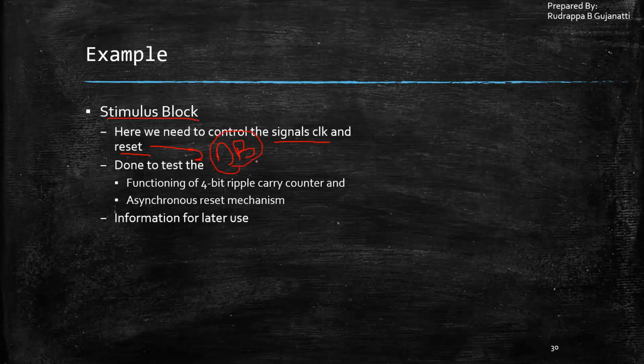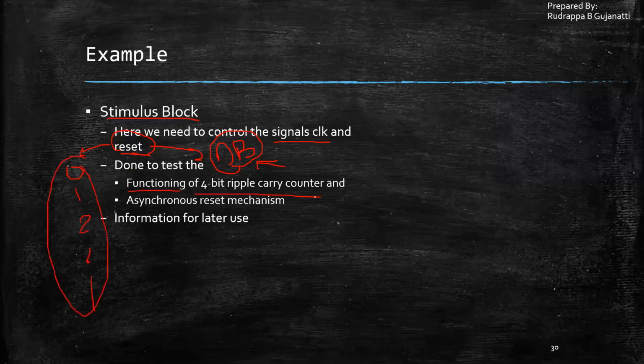Say if I'm implementing a ripple carry counter, I want to test whether that counter is operating in a proper form. If I press reset, the counter should be reset to 0. So whether that is happening or not. If the counter is not reset, then the count should keep on happening. Say it is 0, 1, 2, 3, and so on, it should happen. So this is the functioning you are testing over here. That functioning is tested in the 4-bit ripple counter with the help of the stimulus block. That is the two things.